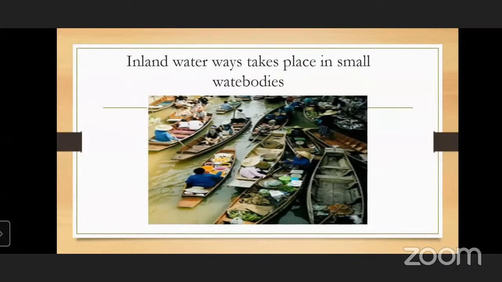So inland waterway is a medium of waterways. Waterways are divided into two types. It takes place in the big seas, that is different, and in small places, that is pond, river, lake. So it takes place in two different ways. So inland waterway takes place in small water bodies, and small water bodies come as pond, river, springs, lakes, and flood. Different types of small water bodies, it takes place in that.